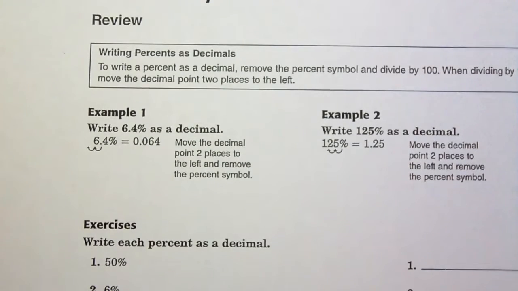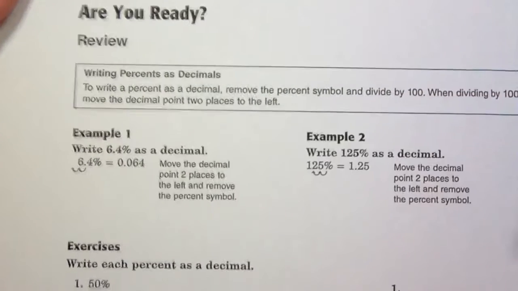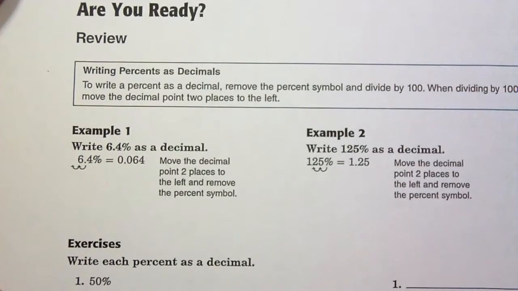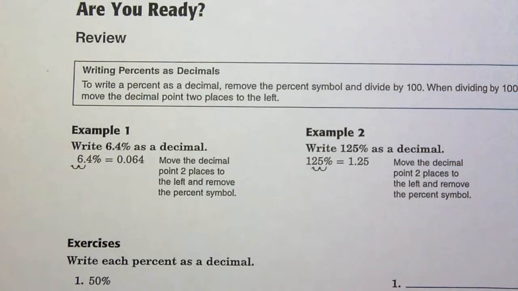All right, ladies and gentlemen, we're looking at the Are You Ready, page 25, that has to do with writing percents as decimals. And you actually have some experience with this because when we look at the 25th day out of 175 days of school or something like that, we write this as a fraction, we divide it to get a decimal, and then we move that decimal point twice over to find a percentage. This is kind of moving backwards.